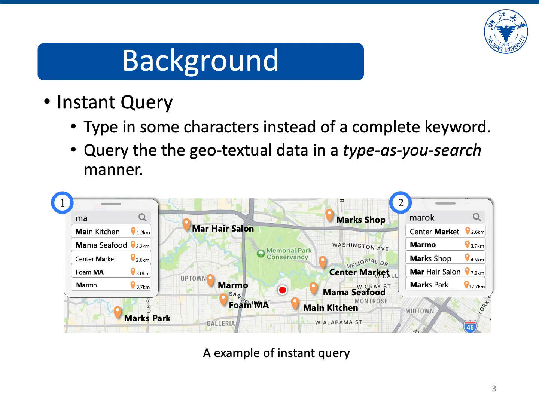The instant spatial keyword queries save users from typing complete keywords, and thus are helpful for users in real-world applications. As an example, assume that a user wants to go to a restaurant called Mama Seafood for dinner, and uses the location-based service to find the location. As shown in Figure 1, as soon as the user types in Ma, the queries can return the results containing Mama Seafood for her.